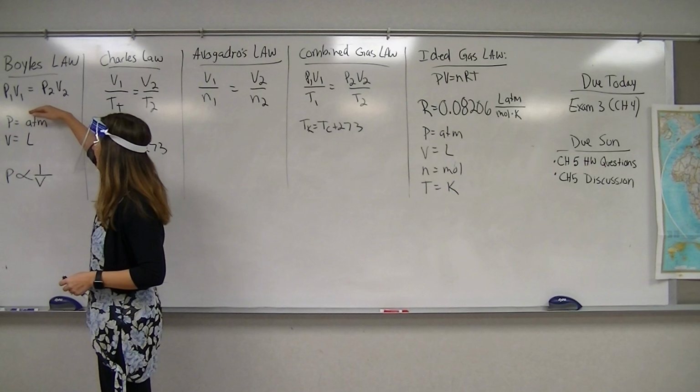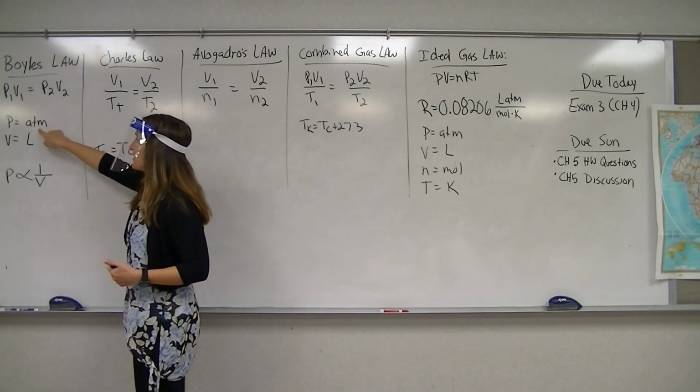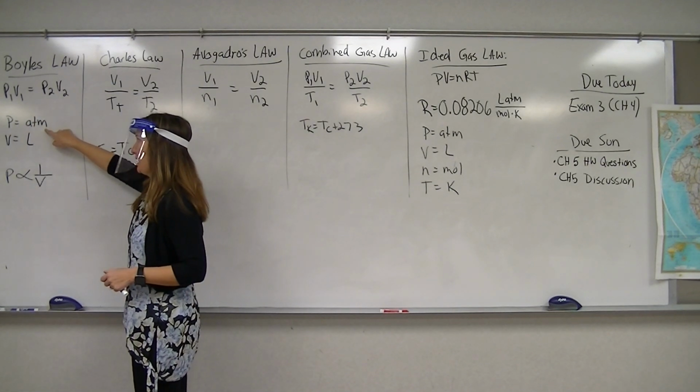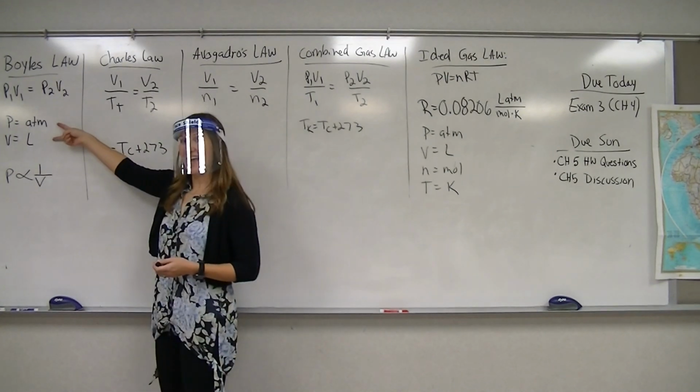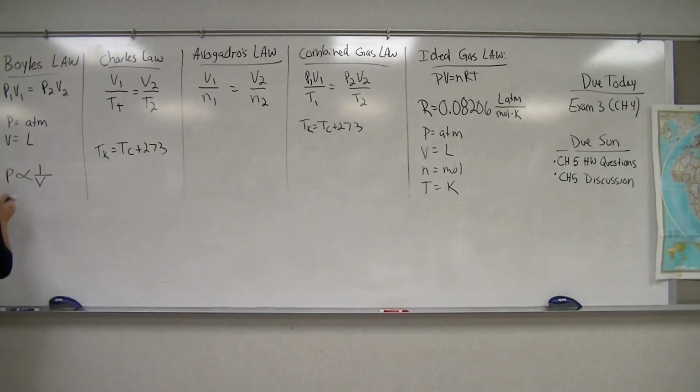Now when we're using this equation, the units for pressure are usually in ATM, and the volume is usually in liters. It doesn't have to be though. The key here is that the units for pressure and volume just need to be the same. Because since pressure's on both sides of the equation and volume's on both sides, as long as they're in the same units, you can leave them in the same units. You don't need to convert.